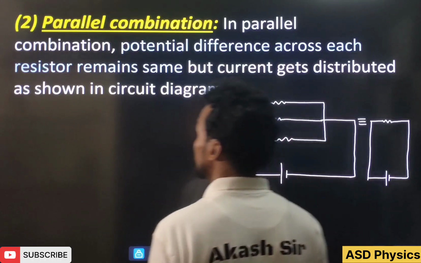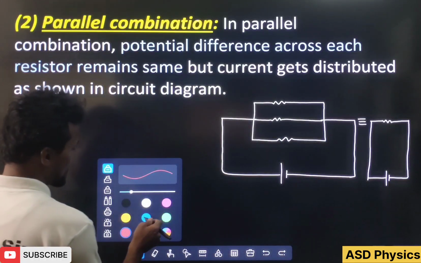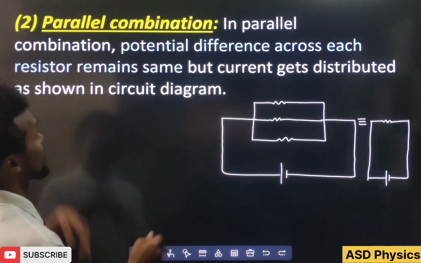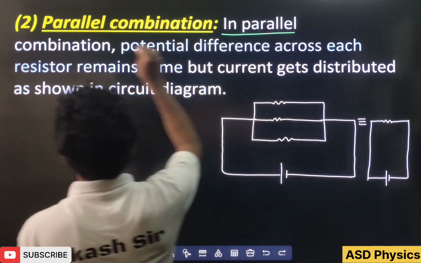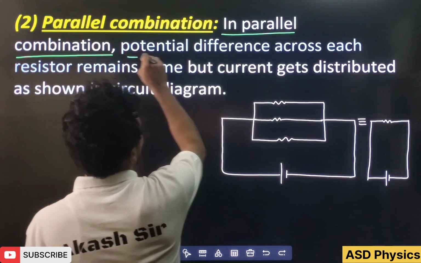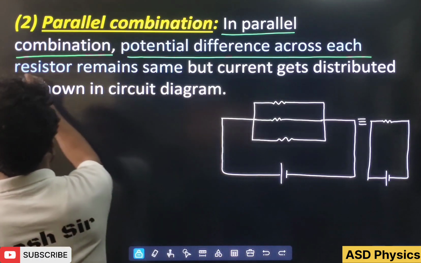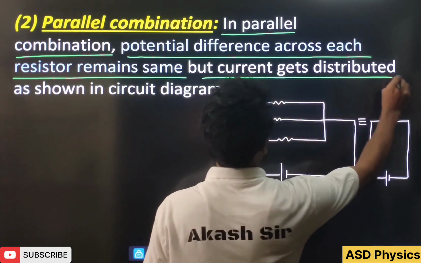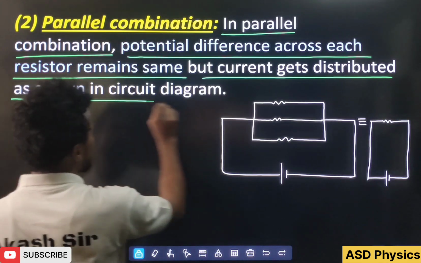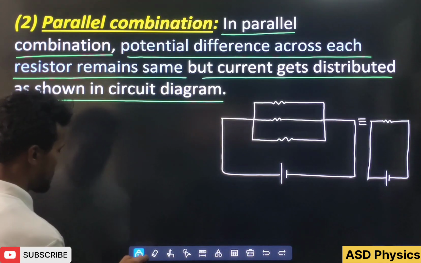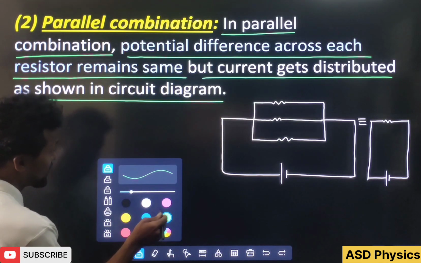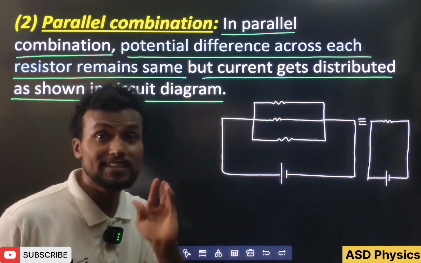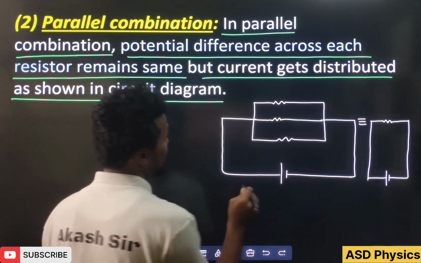Okay. Now, students, after the series combination, we are going to see the parallel combination. In a parallel combination, the potential difference across each resistor remains the same, but current gets distributed as shown in the circuit diagram. In a series combination, what was the same? Current was the same, but here the potential difference across each resistor will be the same.